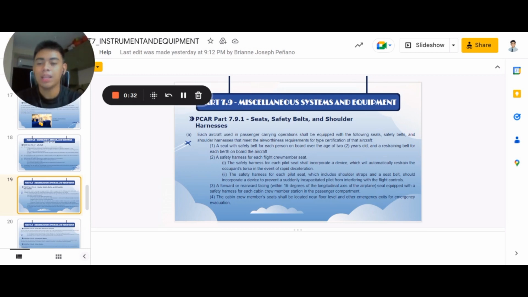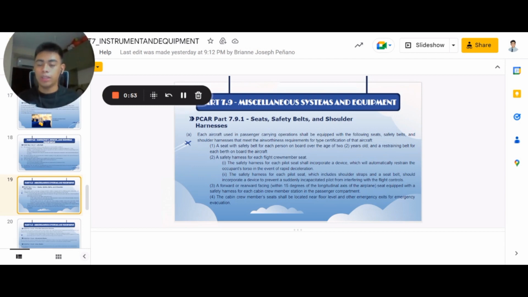So, kahit dito, may rules and regulations na dapat sinusunod ang bawat aircraft in order for everyone's safety. Number one is the seat with a safety belt for each person over age of 2 years old and a restraining belt for each berth on board the aircraft. So, dapat kompleto lahat ng to. Meron dito sa belt, di ba?